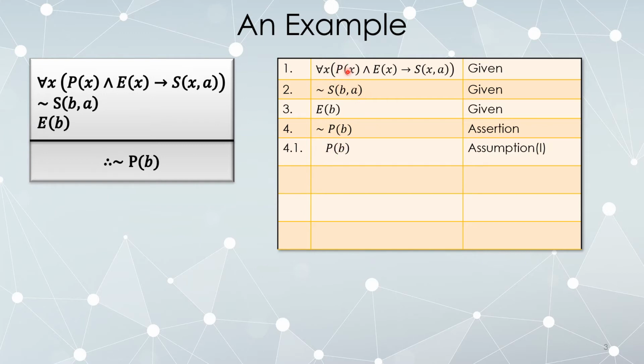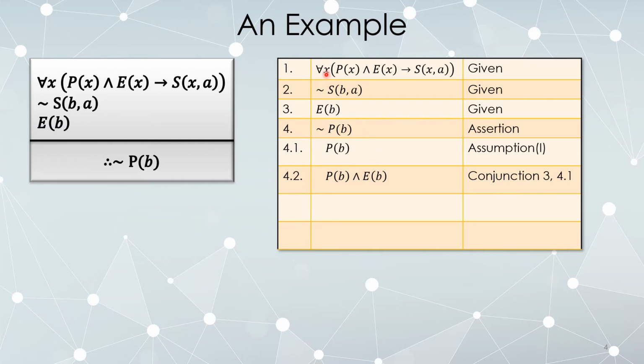However, it has P of x and E of x. So notice that this involves P and E being true for the same variable. We have just assumed P of B, and we were given E of B. So we're going to go ahead and conjoin them, P of B and E of B. Now we have the statements capital P and capital E true for the same variable B.